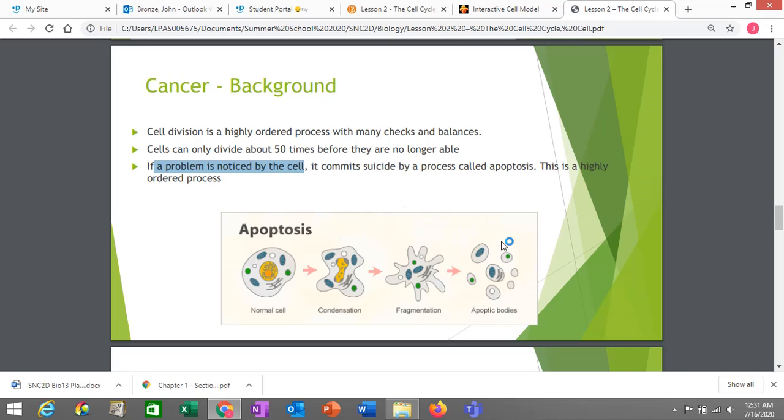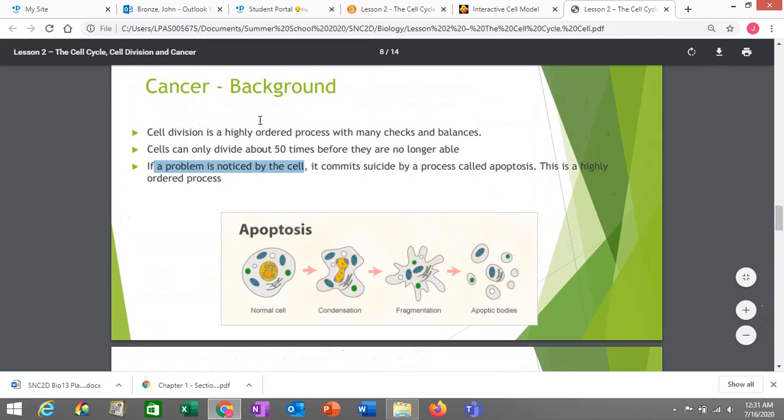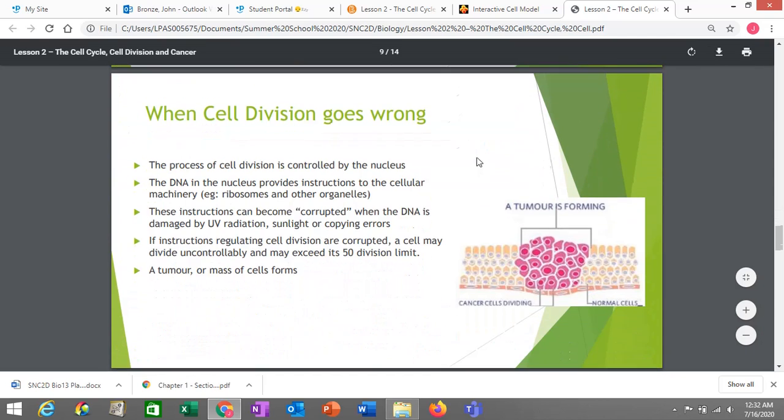So that's apoptosis. So why would a cell do this? Why would a cell be so concerned that its division process be well ordered? Well, let's get into that. The process of cell division is controlled by the nucleus of a cell, which has DNA in it, right? And the DNA provides the instructions for a cell, telling it essentially what to do. So ribosomes and other organelles will build proteins based on the instructions in the nucleus, right? The instructions that are written in the language of DNA.